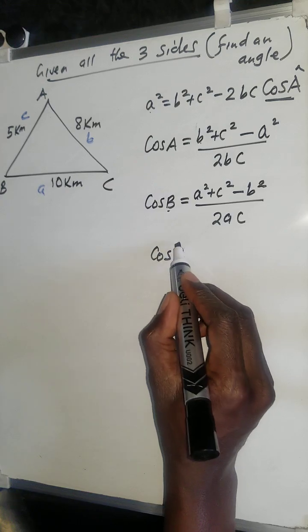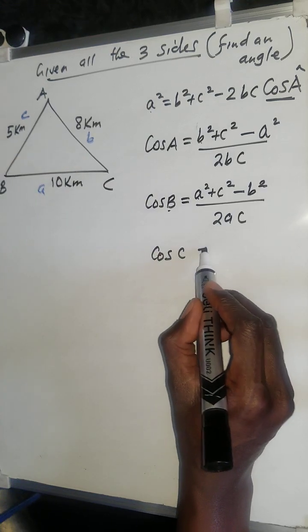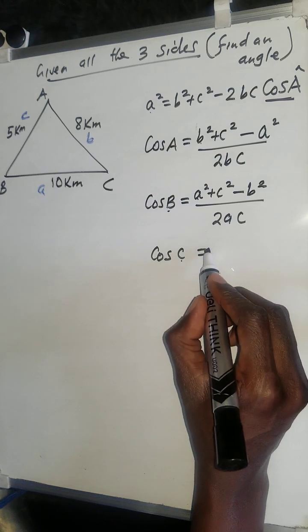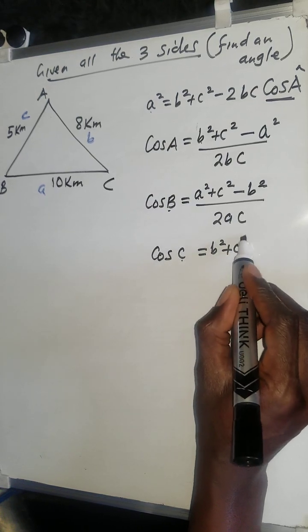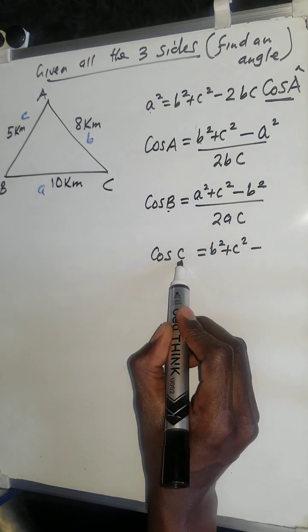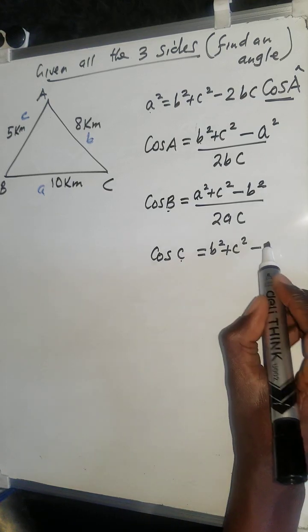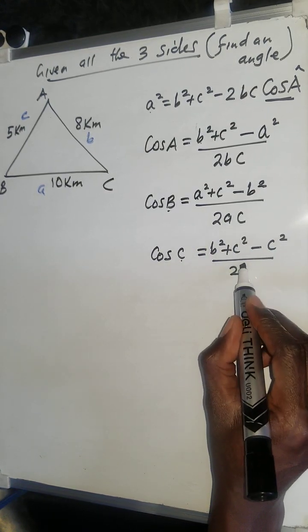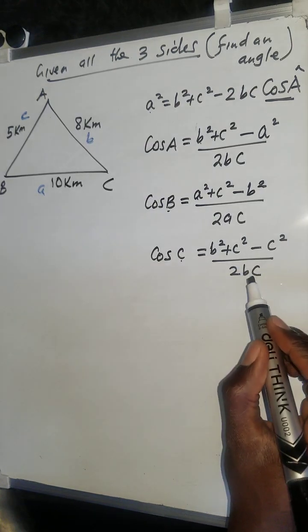Let's go further. Suppose you want to find angle C. Then it is the other sides. What are the other sides apart from C? It's A and B. So it will be A squared plus B squared minus the side of the angle you are finding, which will be small c squared, over 2 multiplied by AB. So that's the way you can do it there.